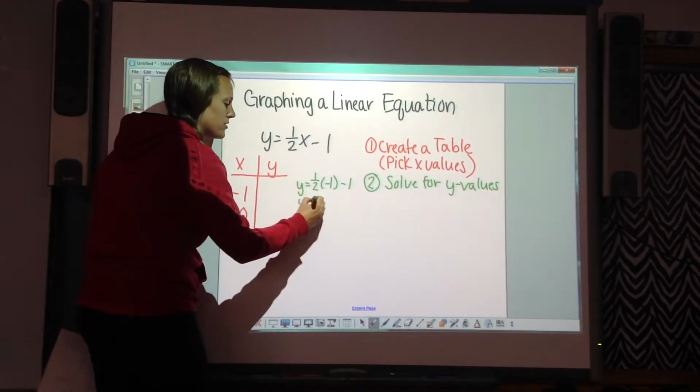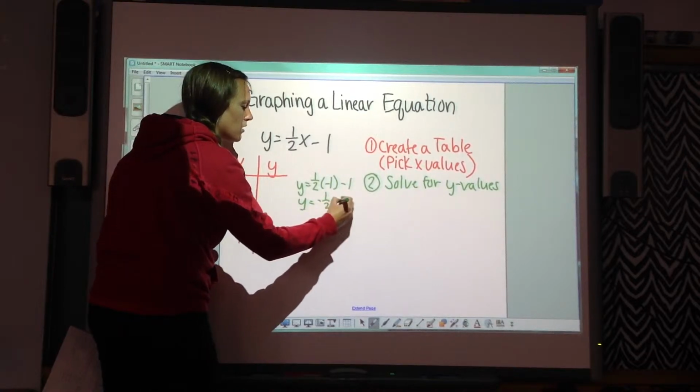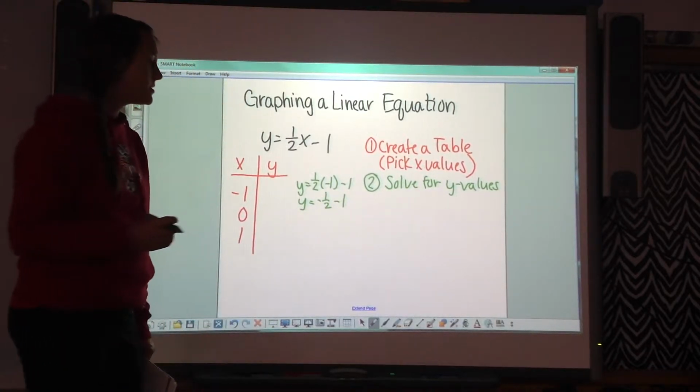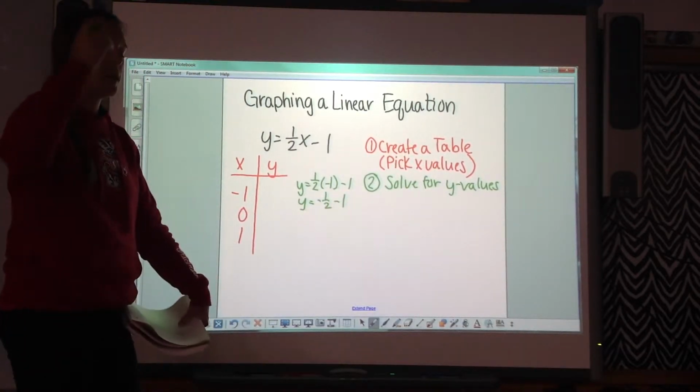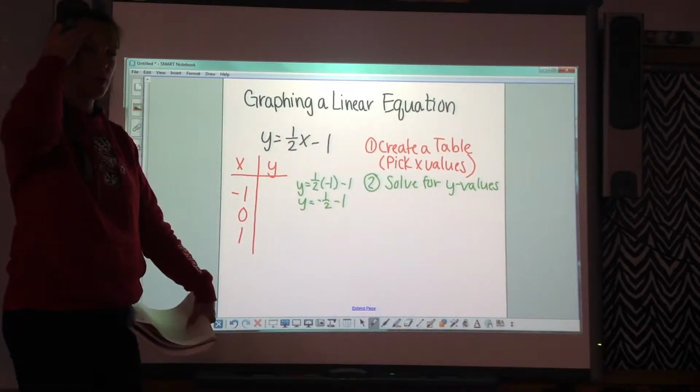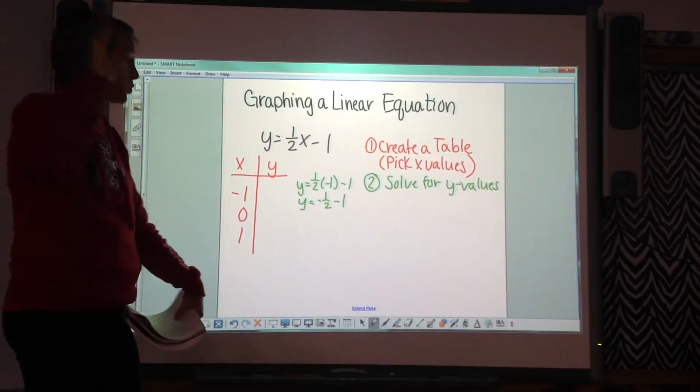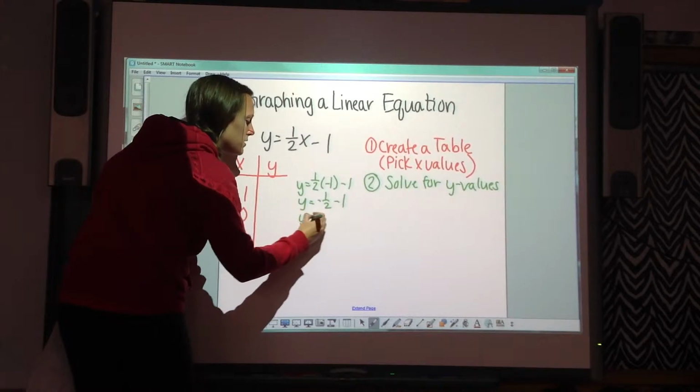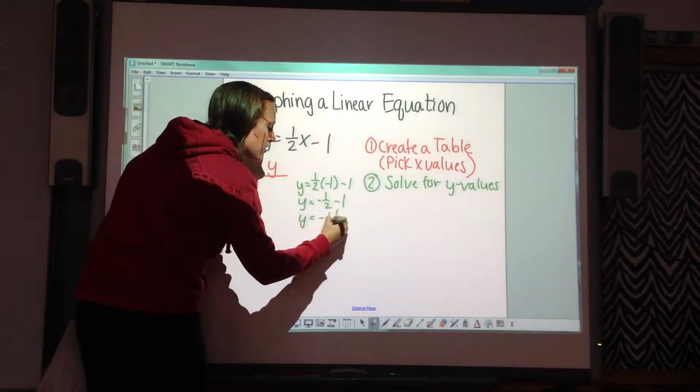-1 times 1/2 is -1/2. Okay, here I have the same sign, so I'm adding. -1/2 plus a -1. Well, 1 plus 1/2 is 1 1/2. Because they're both negative, I'm going to have a -1 1/2.